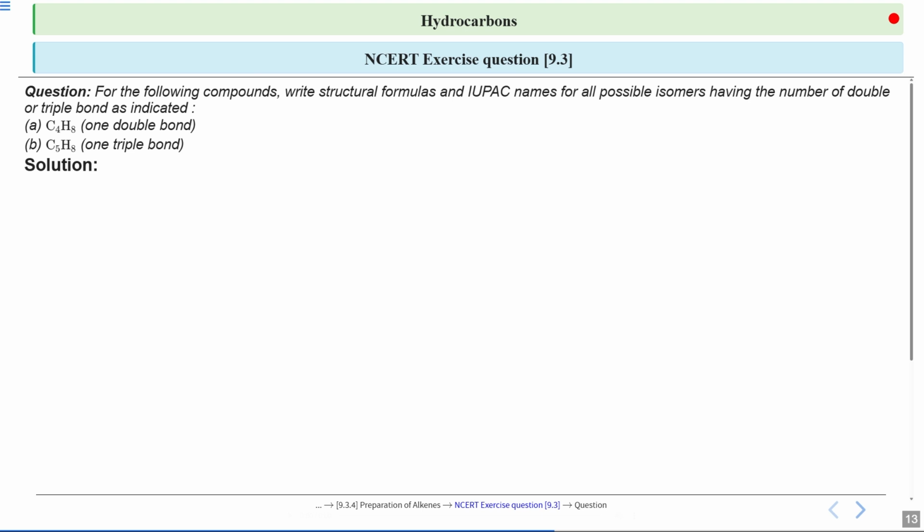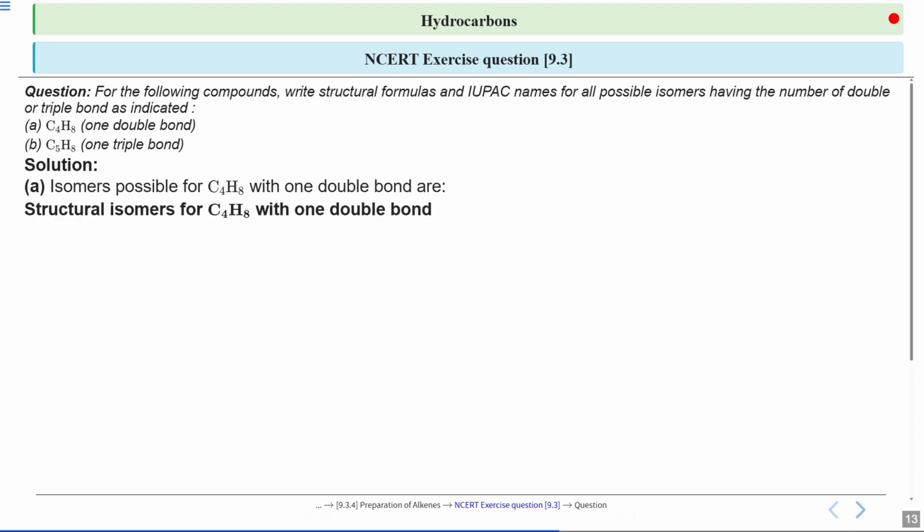Then the second thing you should remember is the direction. If you are taking C4H8, your structure must have 1 double bond. So that is for sure. And if you are taking C5H8, the second molecular formula, then it must have 1 triple bond. Starting with C4H8 with 1 double bond, the structural isomers are given as follows.